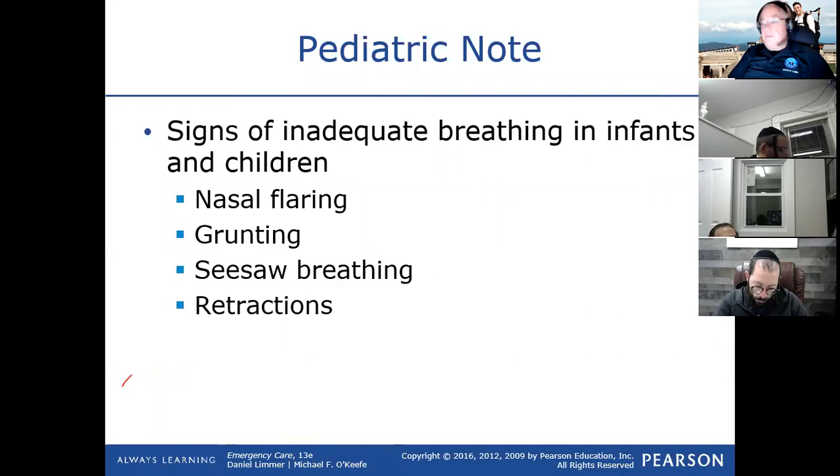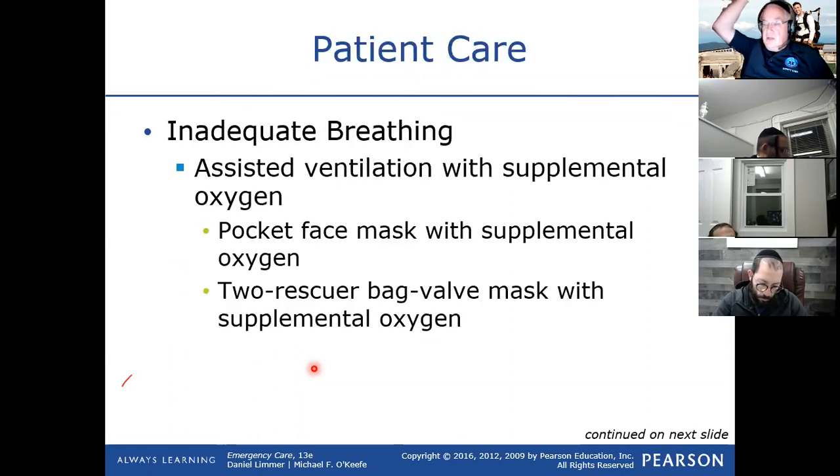Okay. And retractions means that the space between the ribs, okay, is getting tugged in with breaths. Now, in some kids, if they're really, really thin, you can see between their ribs. We're talking about that it's actually tugging in. Okay. Now, if somebody is having trouble breathing, what do we need to do for them? If they're not breathing deep enough and well enough, in other words, enough times a minute with adequate tidal volume, then we have to force the air into them.